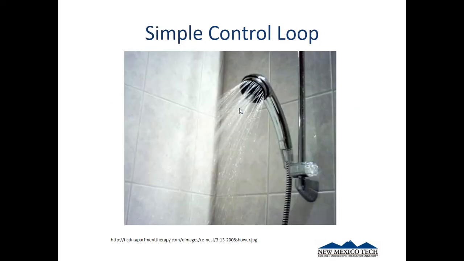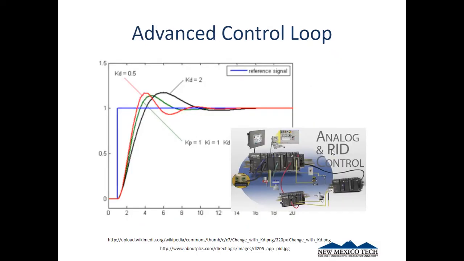A simple control loop that I know many of you have not seen because you're here at New Mexico Tech is a shower. When normal people take a shower, they turn on the water and they stick their hand in and say, oh, it's too hot or it's too cold, and they adjust the knob and they stick their hand back in until it's the right temperature. And then they get in and bathe regularly, which is something maybe we should be doing. So that was a simple process control loop.